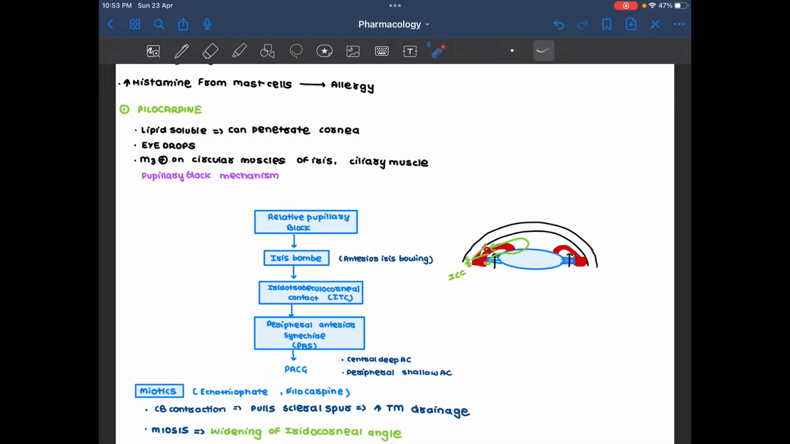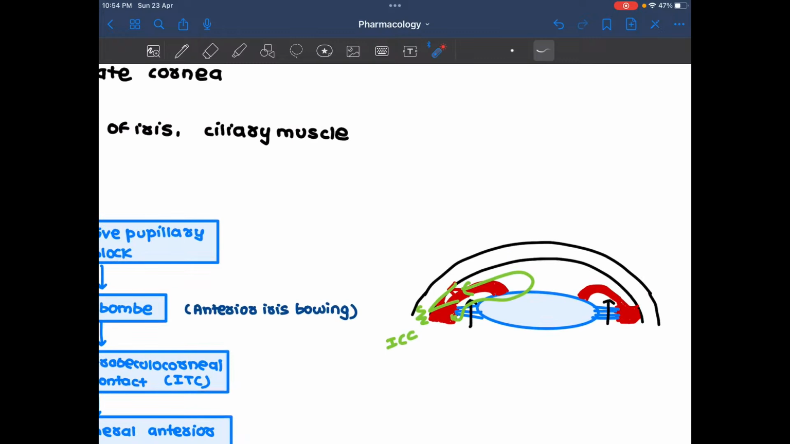What can I do for that? I can give a myotic. So what will happen with a myotic? First thing is, whenever I'm going to have meiosis now, this iris is going to move towards the center. And the first thing that it may do is that the iridotrabeculocorneal contact that was formed might get abolished. So now we're going to have better drainage.